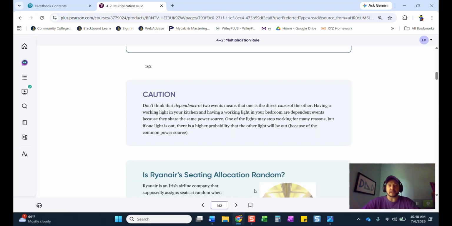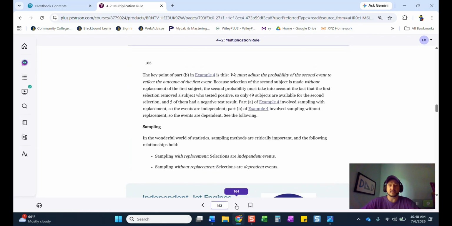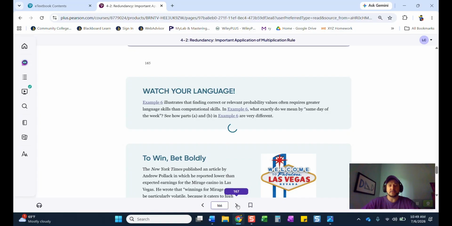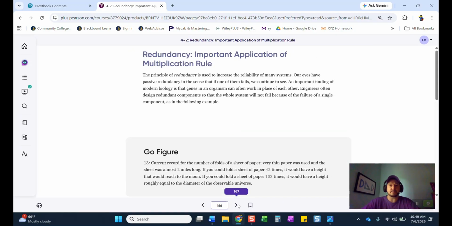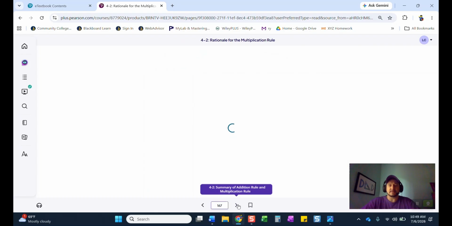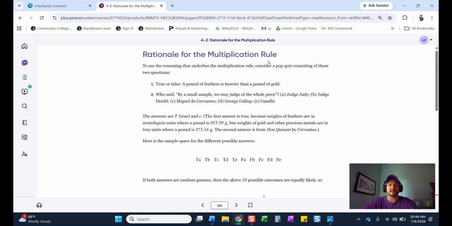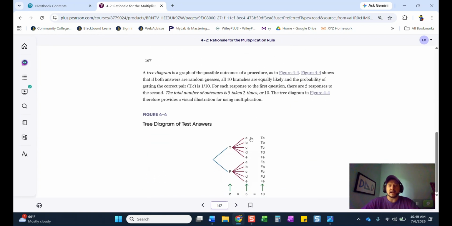So the author actually does use a tree diagram towards the end of the section to explain the intuitive notion behind the multiplication rule. Let me see if I can show that to you guys. Yep, so the rationale for the multiplication rule, and then there's the tree diagram. I thought maybe it'd be a good idea to introduce the tree diagram in the beginning of learning the multiplication rule. That way they understand the concept quicker, and it's more visual.